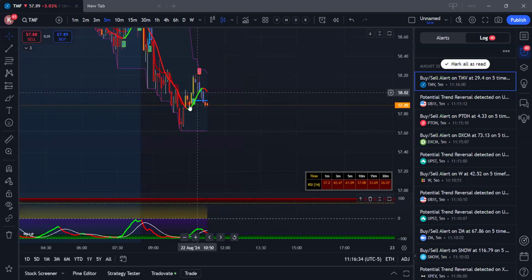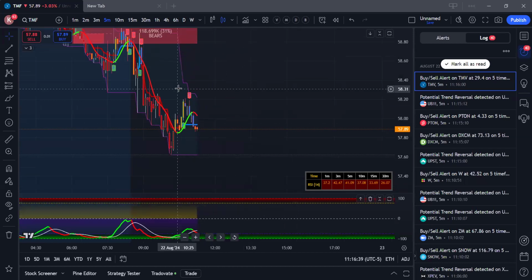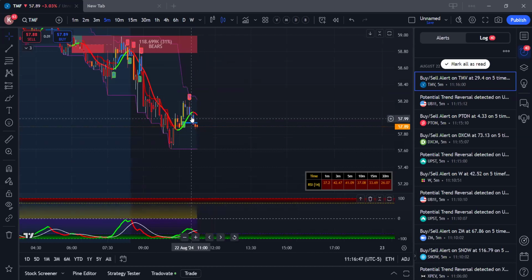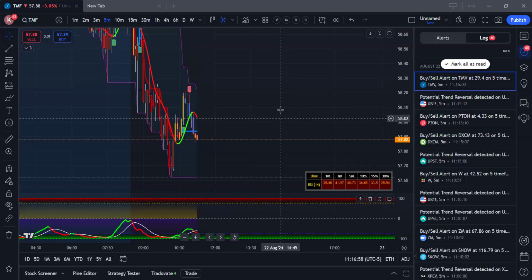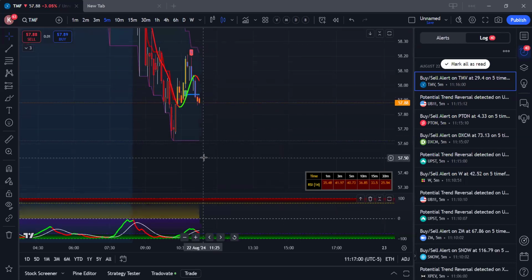Generally, UB and TMF move in the same direction. So if we are bearish about UB, then we can also buy the TMF. But as of now, it is turning from blue to orange. If we get a red candle, then we can buy TMF 58 puts or something.